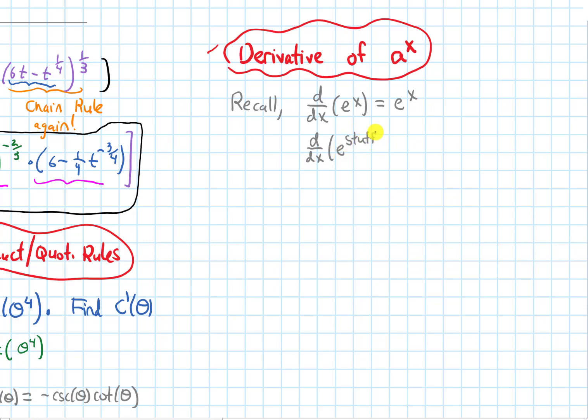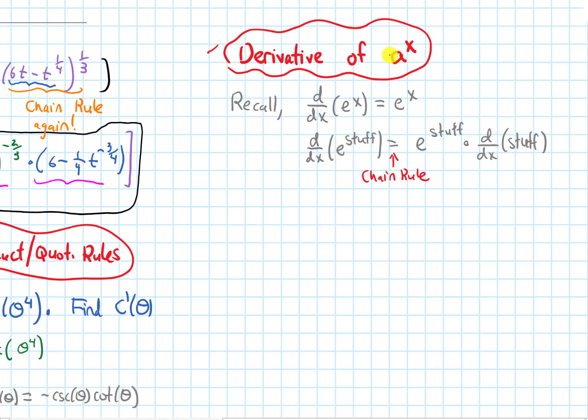If I have e to the stuff, we use the chain rule for this. And the chain rule says, you get e to the stuff, because it's the derivative of the outside thing, the e to the x part, but you keep plugging the same inside function, the stuff, in. So that's why we have the stuff in the exponent. And then times the derivative of the inside, the derivative of the stuff. Okay, so those we know.